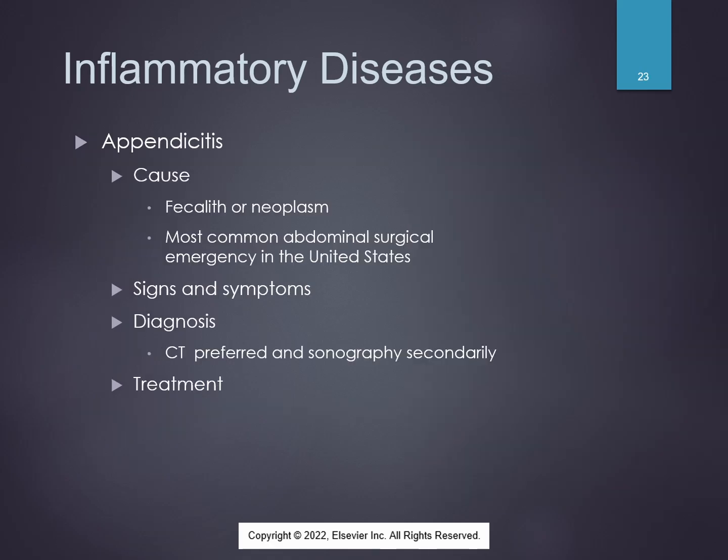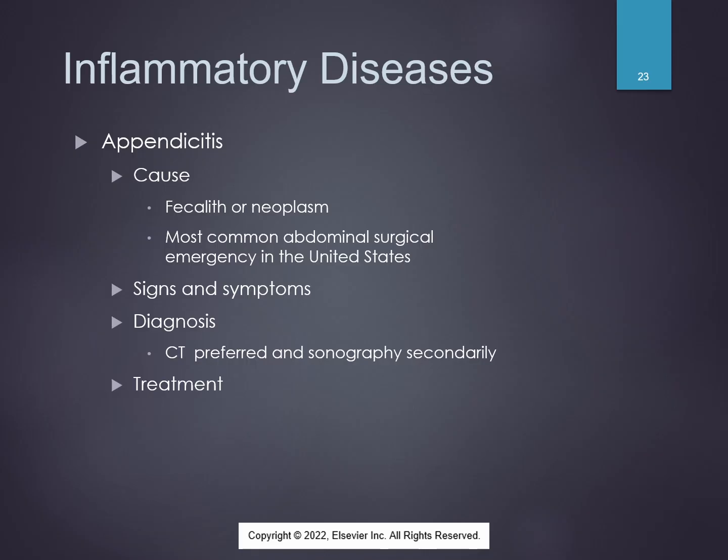Alright, this is also a highlight star. Appendicitis is an inflammation of the vermiform appendix resulting from an obstruction usually caused by a fecalith or more rarely a neoplasm. Appendectomies are the most common abdominal surgery emergency in the United States. The obstruction leads to inflammation and distension and affects the blood supply to this portion of the bowel.